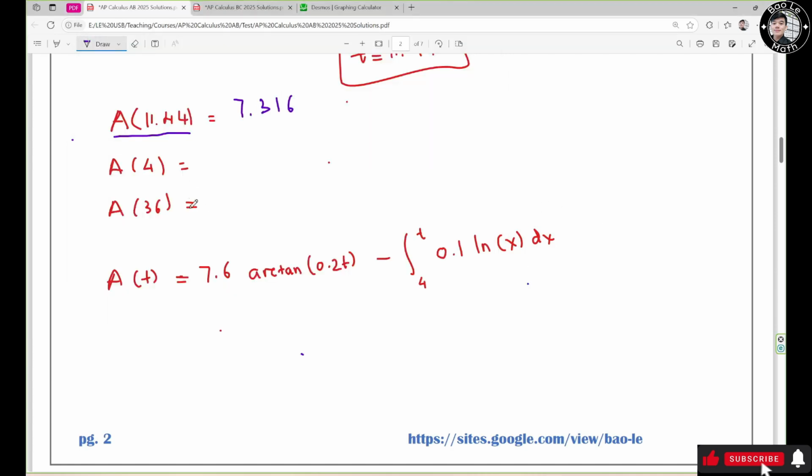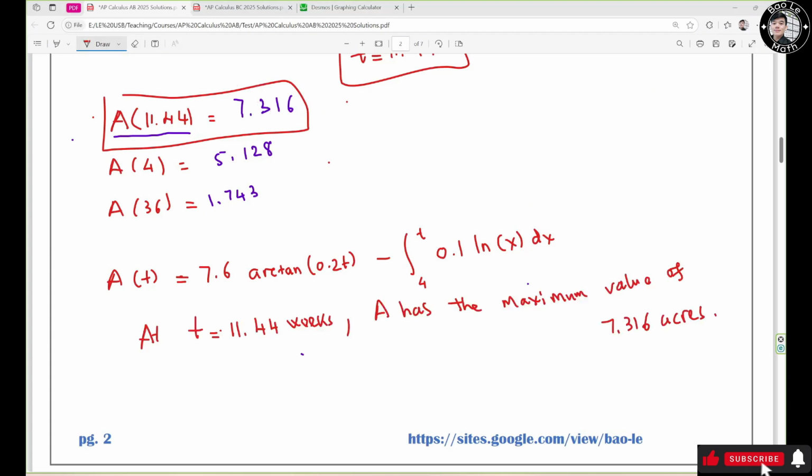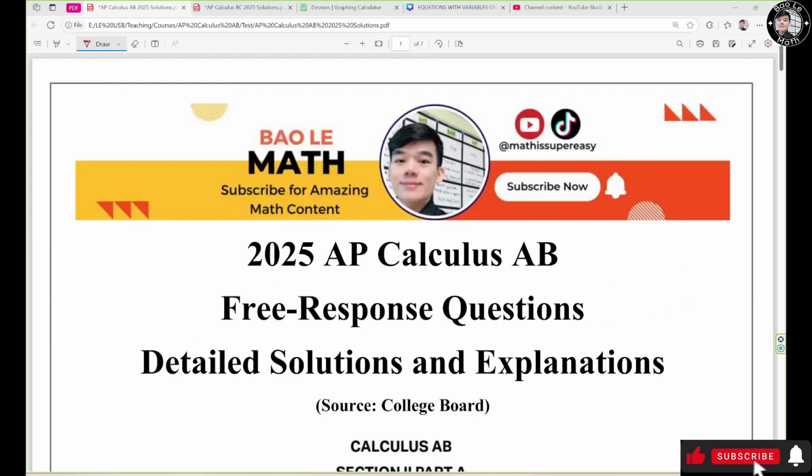7.316. Now you're going to do exactly the same thing for A of 4 and A of 36. So A of 4 you will get 5.128. And A of 36 you will get 1.743. The final answer must be this one right here, right? So you need to conclude that at time t equals 11.44 weeks, A obtains the maximum value, 7.316 acres.